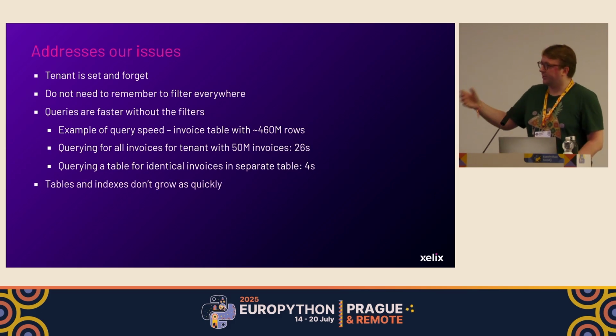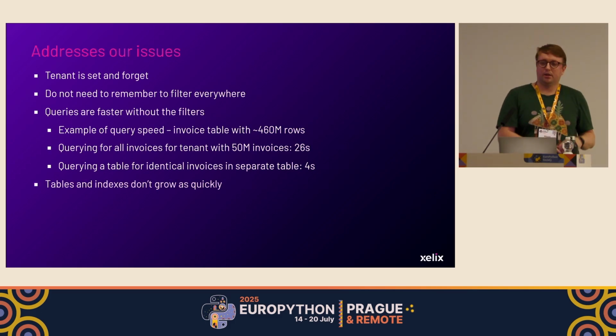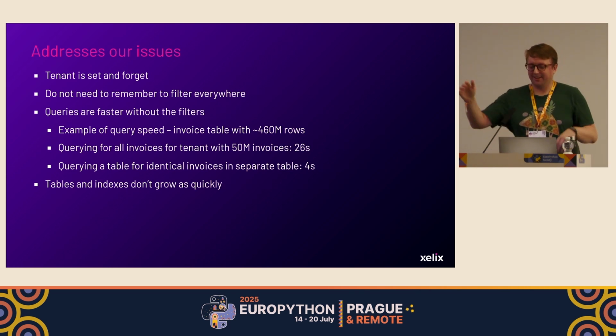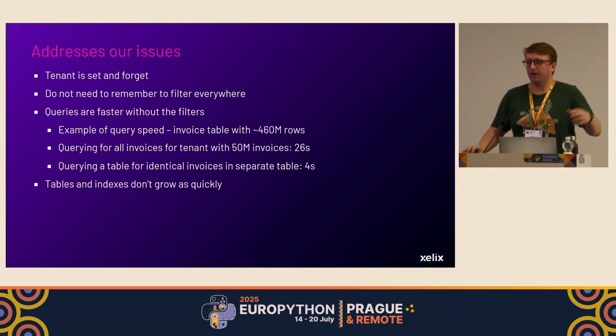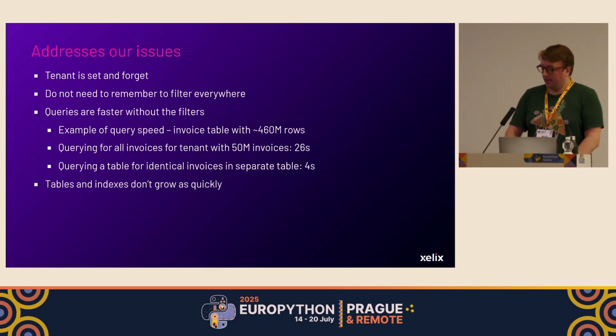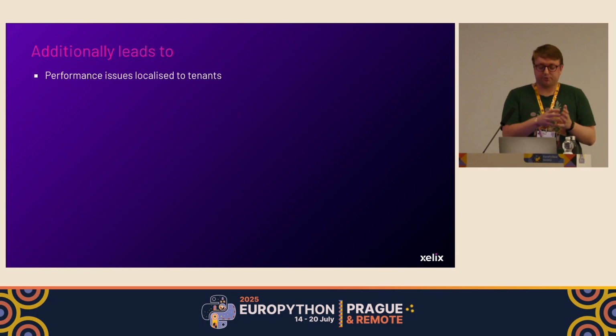And the indexes and tables don't grow as quickly because the data is separated by the tenant. So when there's a small tenant and a big tenant, obviously the big tenant might be a little bit slower, it's got a bigger table, but the small tenant will be quite fast because it's got a smaller table. Additionally, this all leads to having the performance issues localized to tenants. Like I said, the small tenant only has small tables, so the indexes are quite a bit smaller, it's faster.